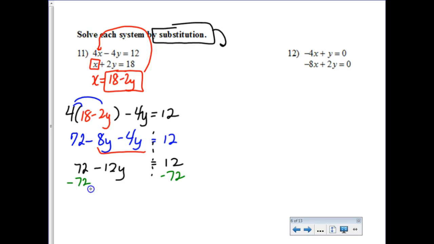Oh my gosh, I think I did mess up. Or no, I didn't. I was just looking at the answer key. I was looking at the wrong one.